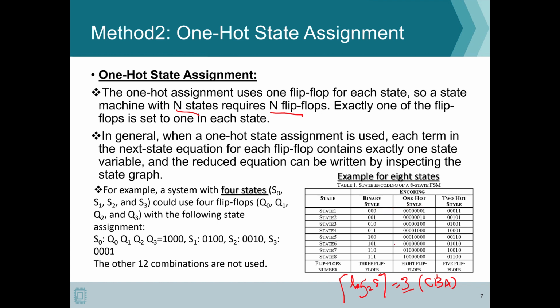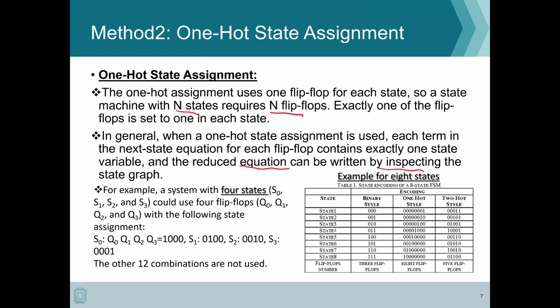And as you can see, the advantage of doing one-hot encoding is that it is very easy to actually get your equations for your flip-flops by simply inspecting the state graph. So we don't need to use K-maps. We can simply write an expression by just looking at the state diagram.